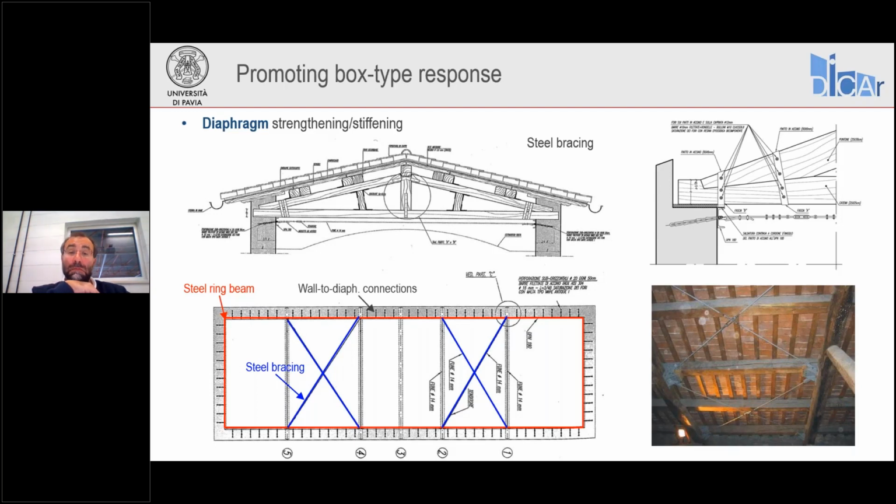Another solution may be to provide cross bracing to the diaphragm with steel rods or steel cables. And this is also done for roofs, for floors. It doesn't increase the weight at all. So it increases the thickness basically for free if we look at the weight of the building. Of course, to work this kind of system requires proper connection to steel ring beams that provide themselves connection in terms of dowels and ties with the walls.